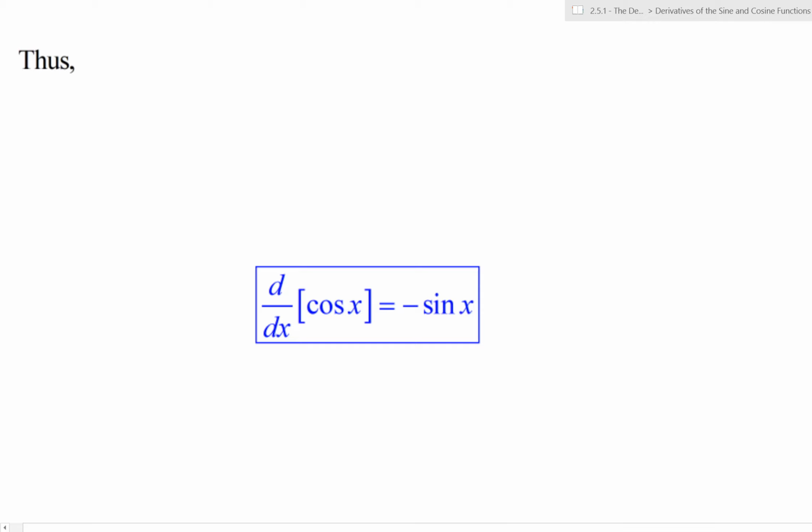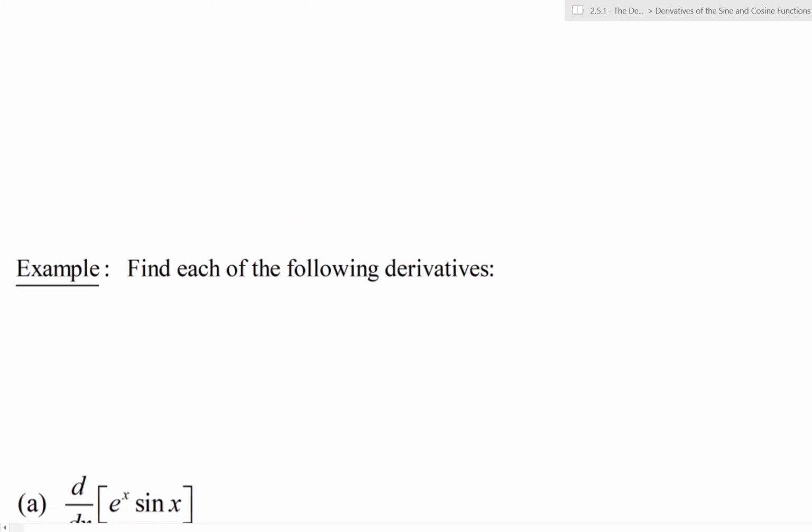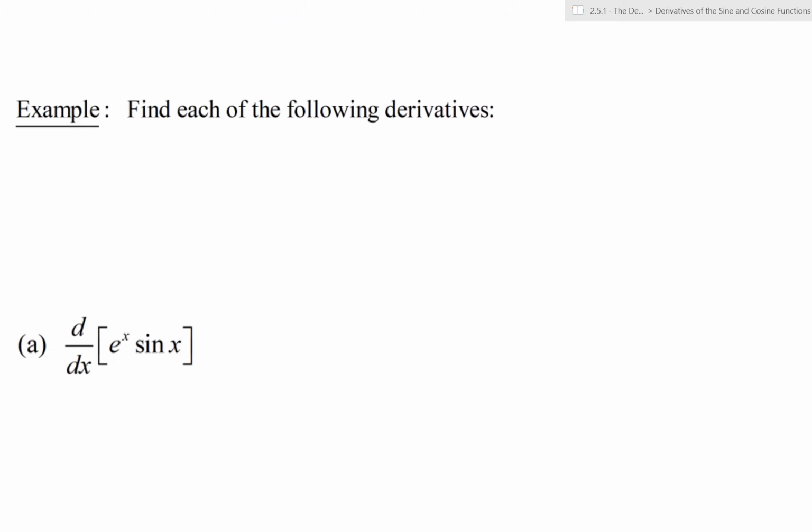And now we have the derivatives of the sine function and the cosine function, and we can do more things. So first we're going to find some derivatives here. Actually, we'll do some derivatives and then that'll be it. Let's just find some, okay? Just practice what we just figured out.